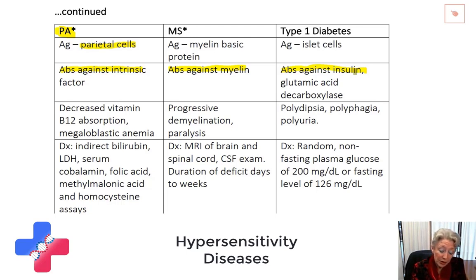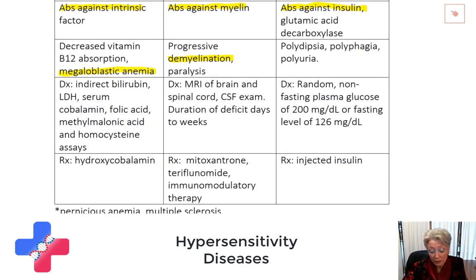So in the case of pernicious anemia, I'm going to have a megaloblastic anemia. In the case of multiple sclerosis, I'm going to have demyelination, which is long-term. The antigen appears to be myelin basic protein. And in type 1 diabetes, what is destroyed is your islet cells that starts the process off.